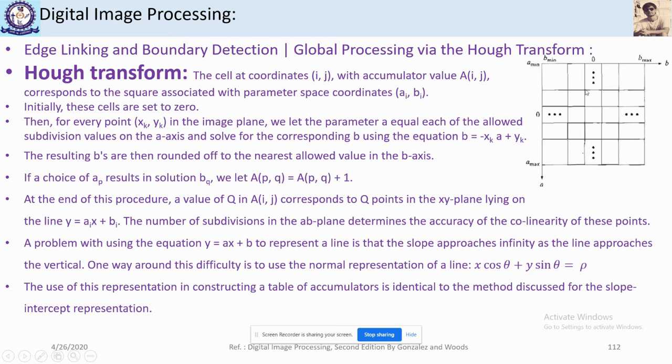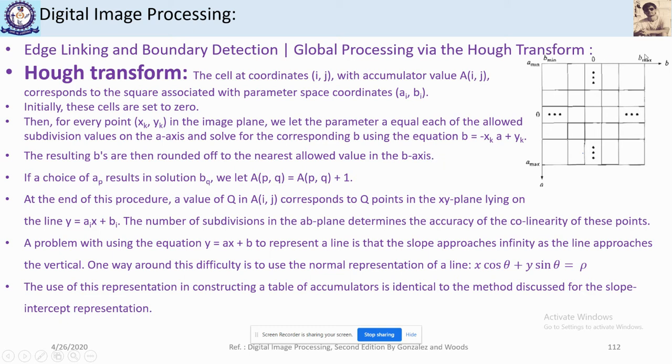This is our equation in the parameter plane. Now here all the possible values of a are taken, that means a min to a max. And the b is calculated. The resulting b's are then rounded off to the nearest allowed value of b.